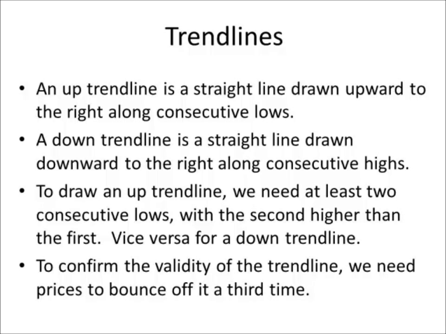Now while we can draw a trend line with just 2 points, in order to confirm the validity of the trend line, we need prices to bounce off it a third time. So we really need 3 points to confirm that an uptrend or downtrend is taking place. We can draw a line with 2 points, and that will be a tentative trend line. But for a definite trend line, to confirm that it's valid, we need a third point to bounce off of it. The more points bounce off that trend line, the more valid it becomes, but we should generally have at least 3.